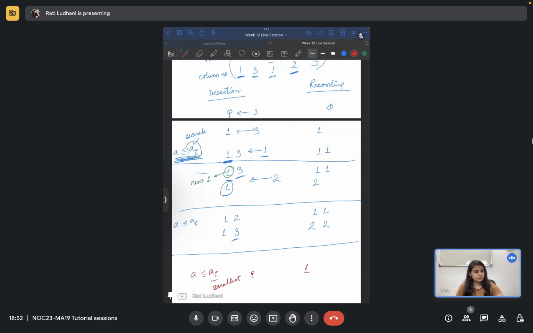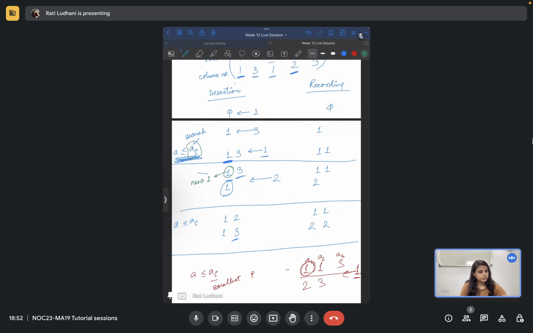So for example, if you had 1 1 3, and you want to insert 1, you will start from here. You start from the left side. So this is your A1, A2, A3. So first i such that 1 is less than or equal to A_i. So this is this number, right? So you will bump 1 out, and you put the new one.